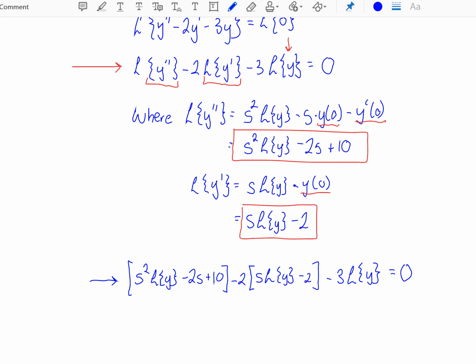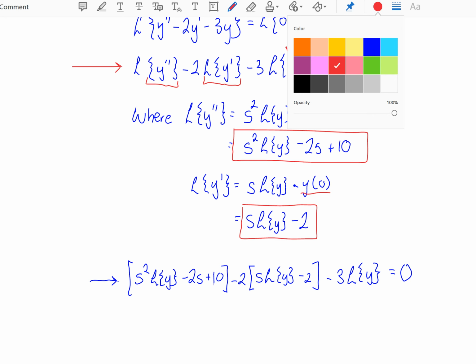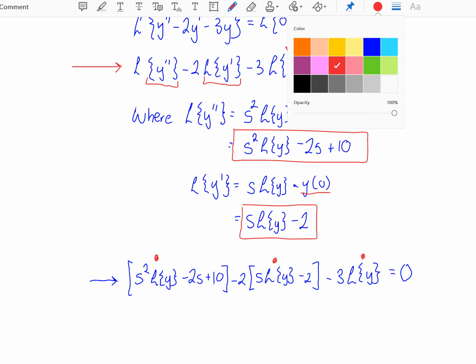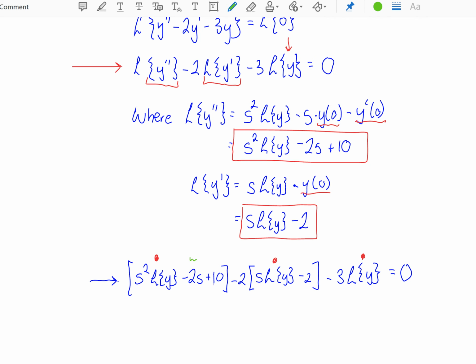Now in our bypass strategy, we're at step 2. We have an algebraic equation in the s domain. Now what we would like to do is to isolate all of the terms involving the Laplace of y on the left side of our equation. Anything that does not have the Laplace of y, this minus 2s, this 10, and this minus 2, don't forget we'll have to distribute our coefficient, we'll all put on the right side of our equation.